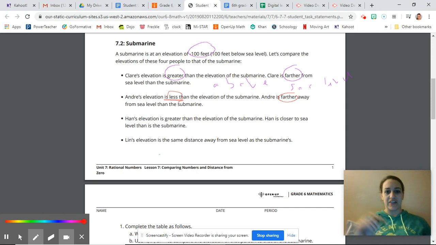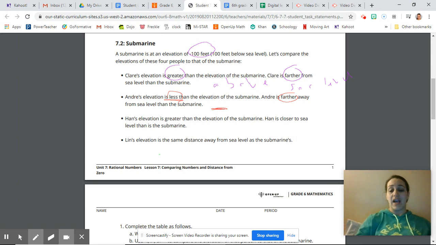Further away from sea level than the submarine. So, all right, less, lower, further away, more than 100 feet away from sea level, but going lower. So this is going to be something negative, and it's going to be a negative number beyond 100. So negative 100.1 or negative 135 or negative 200. We don't know the exact at this point, but we do know that it is deeper down, further down than that submarine. So negative, and it's going to be something beyond the number 100.